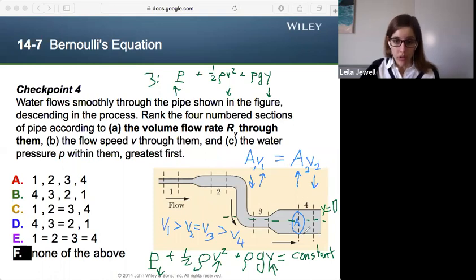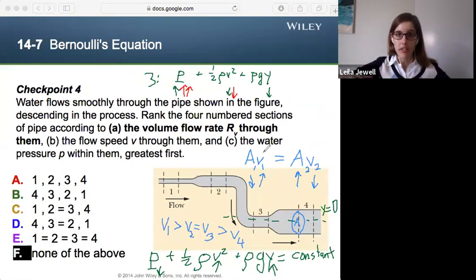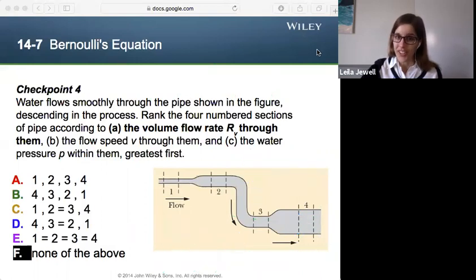And similarly, 4 is at the same height as 3, but it's moving even slower. So for 4, our velocity is way down, and so our pressure can be extra up. So that we see the exact opposite of the velocities and the heights with the pressure. So if you have more height and more velocity, it's going to be less pressure. If you have less height and less velocity, you can then have more pressure. So let's check how we did with this.